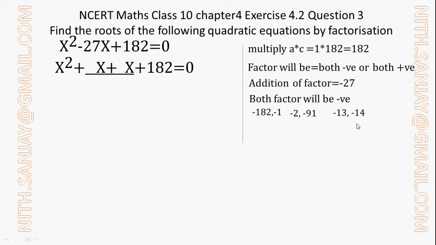Now next factor. So next factor is minus 13 and minus 14, right? This minus 13 and minus 14. If I add up minus 13 and minus 14, they will become minus 27. So these both are the numbers which I must take, because I have to look for this. I need not see further because I have got my two numbers.